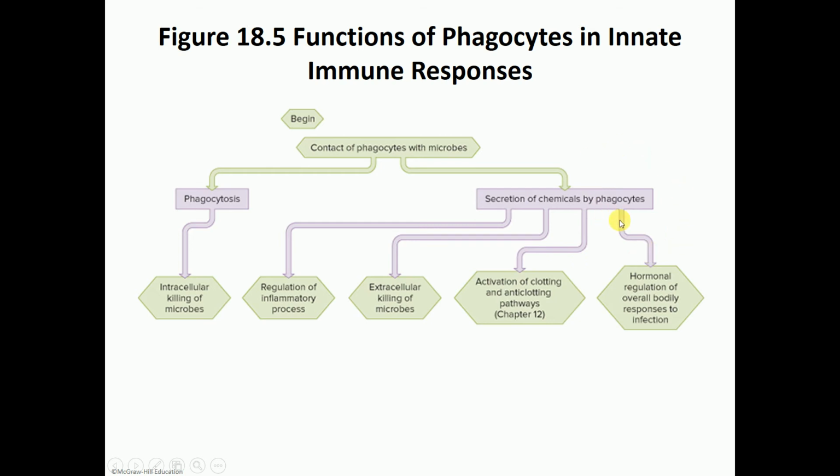The other chemicals that come out are going to mediate the overall response of the body, so a systemic response of the body to infections. For example, getting a fever, feeling fatigued, loss of appetite, and so on. Those are responses to the body's response to some of the chemicals released by the phagocytic cells.